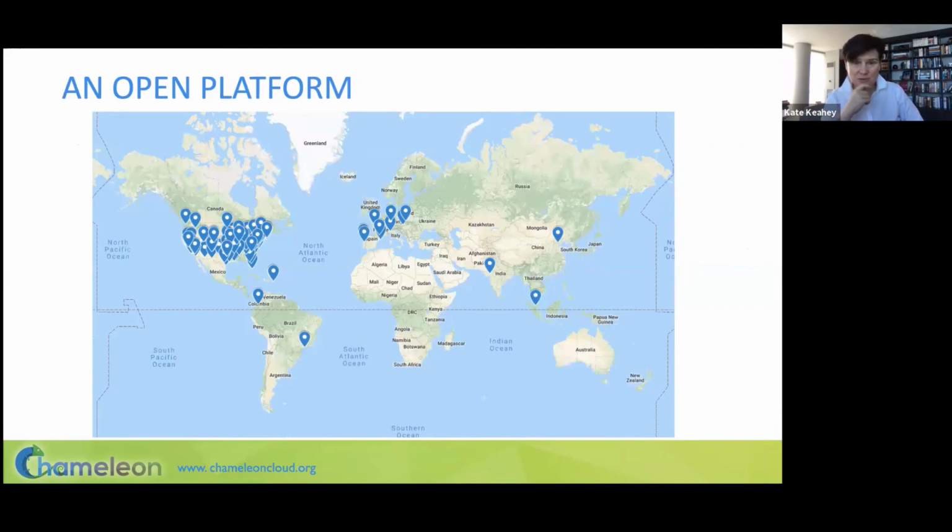Chameleon is an open platform. As you can see, unsurprisingly, most of our use comes from the United States, but we do also have some use from South America and Europe, as well as Asia. So it's also available to international collaborators if you have any.